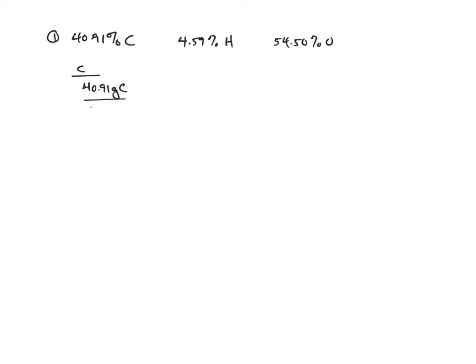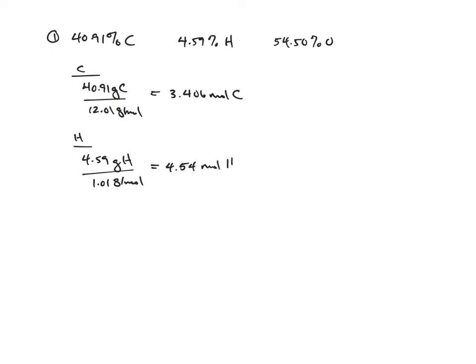40.91 grams of carbon divided by 12.01 grams per mole. That's 40.91 divided by 12.01. With three significant figures, 3.406 moles of carbon. For hydrogen, I have 4.59 grams of hydrogen divided by 1.01 grams per mole. So 4.59 divided by 1.01, with three significant figures, is 4.54 moles of hydrogen.